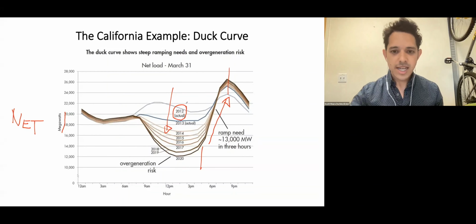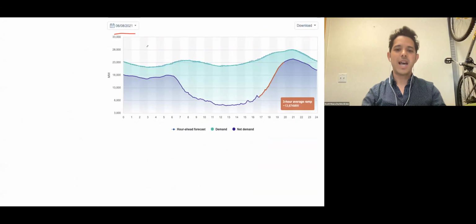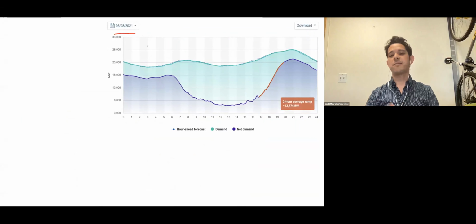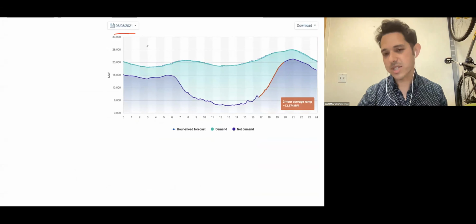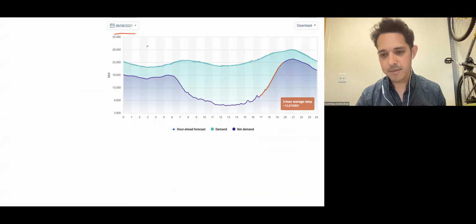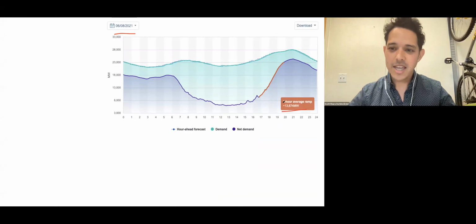Now, this was, if you will, a cartoon and a forecast of what we thought the year 2020 would look like in the year 2012. So perhaps you haven't seen this. Has it actually looked like that? Do we see a 13,000 megawatt ramp in 3 hours in the year 2020 or today in the year 2021? So here, I actually pulled some data just from last week. I didn't even have to search many days in the past to find something that was similar. This is actual data from the state of California, the California Independent System Operator, where you can see indeed there was precisely a 13,000 megawatt ramp during this 3-hour period.